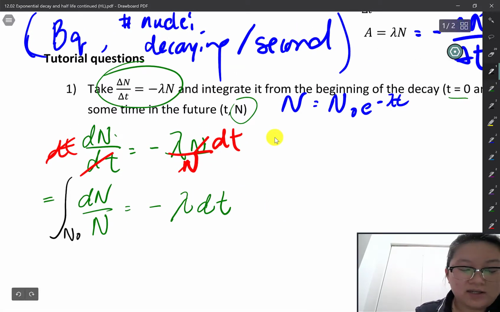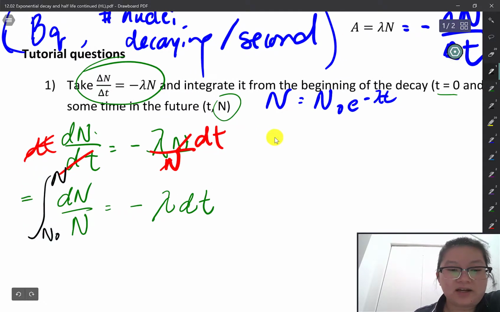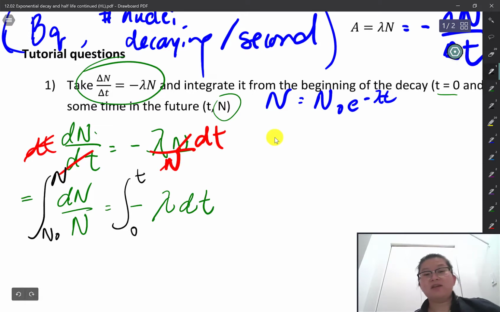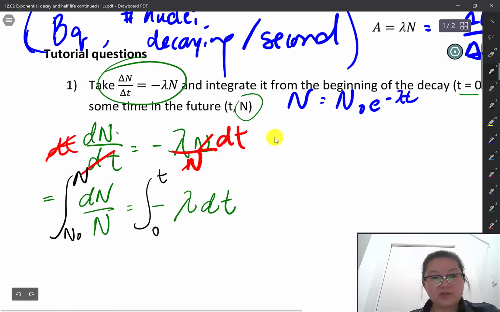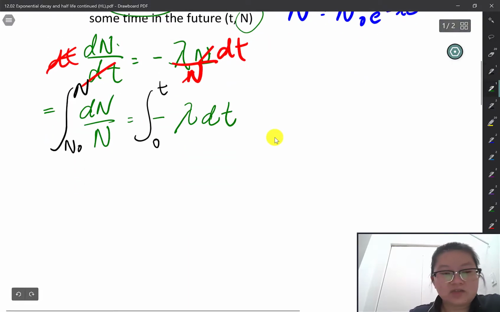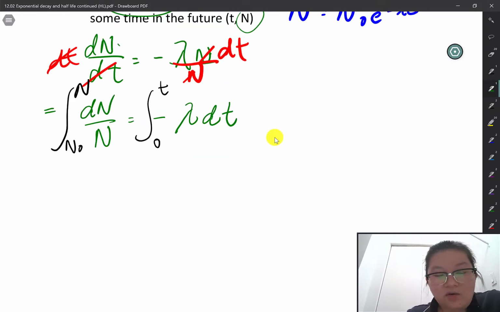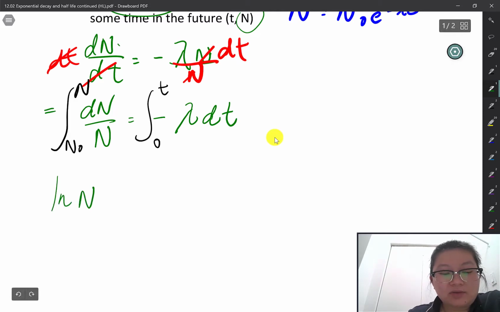Now we can take the integral, and for n we're going to integrate from the initial, which is when it was all parent nuclei, to sometime later, which is n number of nuclei still radioactive. For time, this is going to be the beginning of time, which is 0, and then to sometime later t. To integrate dn over n, the antiderivative is just ln of n, since the derivative of ln n is 1 over n. So this one we're integrating from n naught to n.